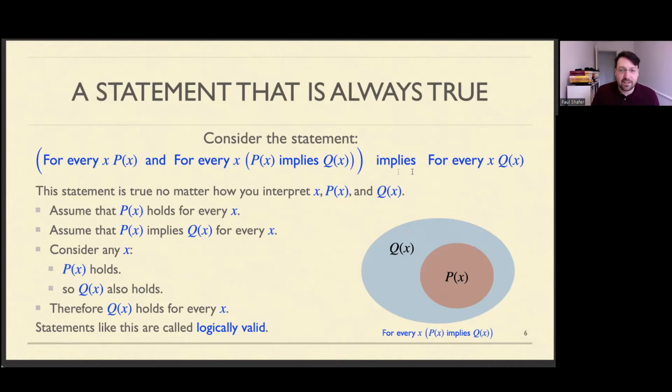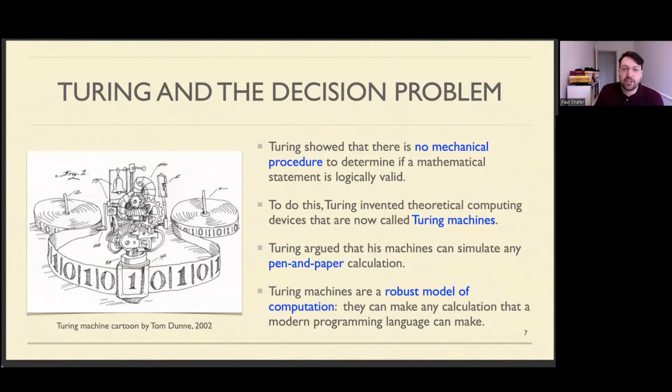And statements like this that are true no matter how you interpret the symbols are called logically valid. Right, and that's what the decision problem is. You're given a mathematical statement and you're supposed to determine whether or not it is logically valid. That's the problem. And what Turing showed is that there's no mechanical procedure for solving this decision problem. Okay, nowadays we would phrase this as saying there's no computer program that takes as input a mathematical statement and gives you as output, yes, it is logically valid, or no, it's not logically valid.